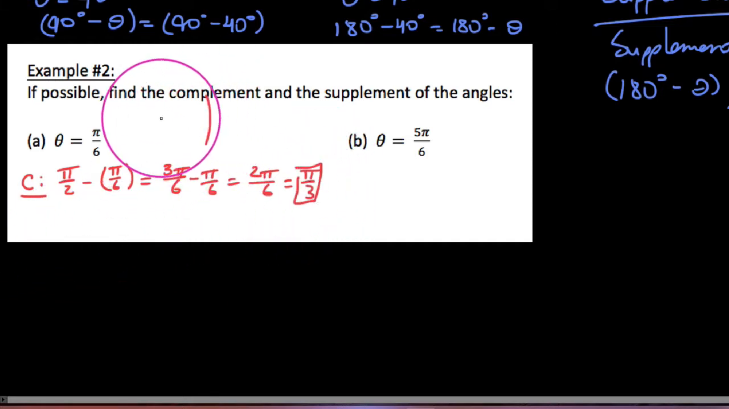And if we were to just visualize this, keep in mind pi sixth is about a 30-degree angle. Here's my pi sixth radian measurement. Then it would take 2 more pi sixths, or a pi third, to get me up to 90 degrees.